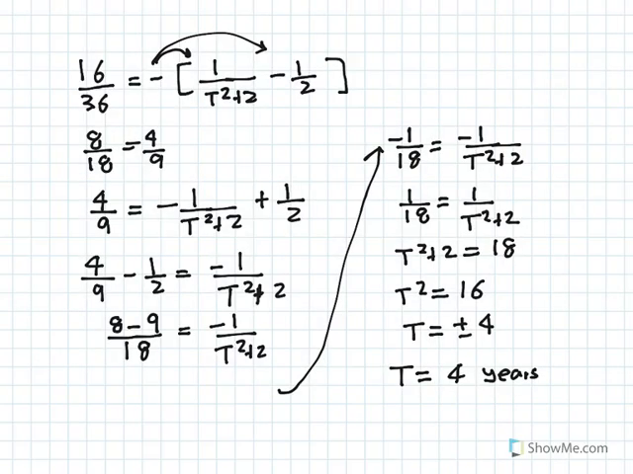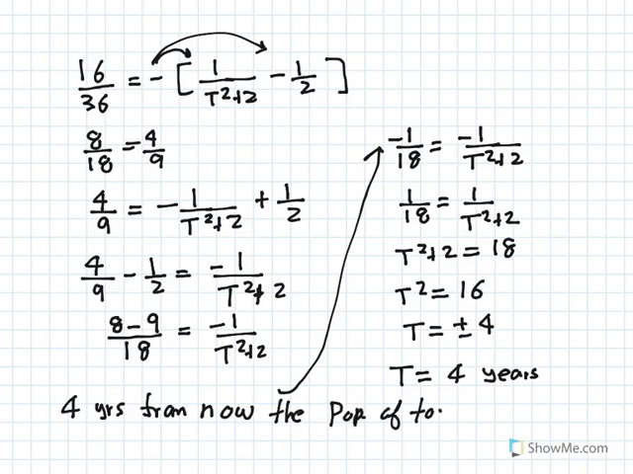So what we have shown is that it will take 4 years. So 4 years from now, the population of this town will reach 27,000 people. So it takes 4 years for the population to reach 27,000.